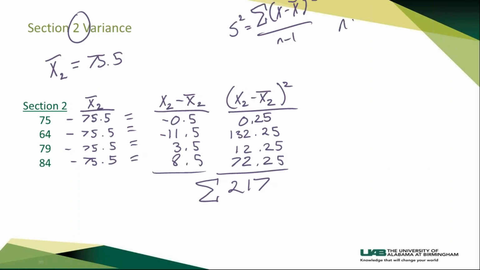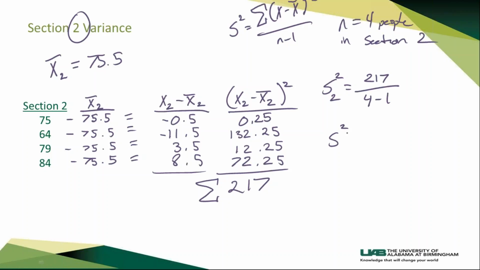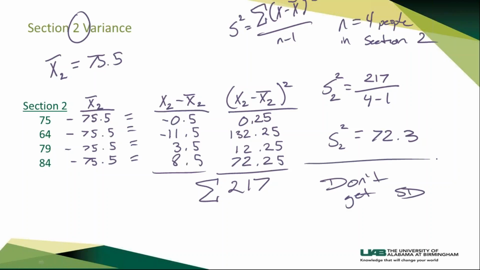So again, we still have 4 people in section 2. So our variance for section 2 here is going to be that numerator we just got over 4 minus 1, and that's going to give us a value of 72.3. So this is our variance. We don't get standard deviation. We don't need it. We stop there.